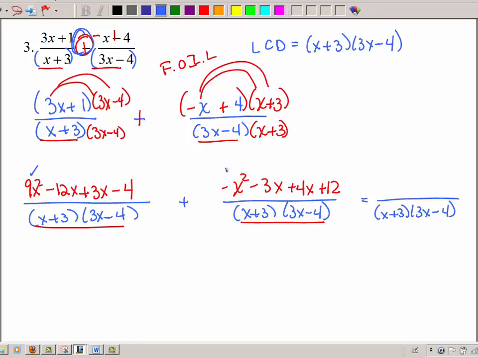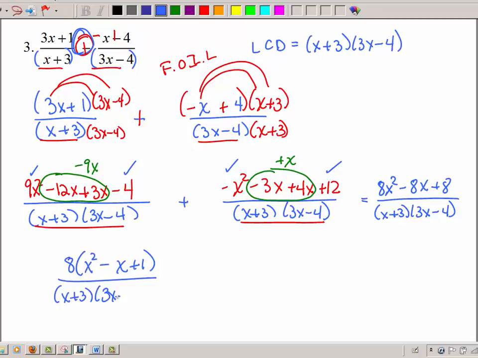So 9x squared minus 1x squared is positive 8x squared. Then those combine to make a negative 9x, and those combine to make a positive 1x. So adding those together, I get a negative 8x. Then negative 4 and positive 12 is positive 8. So I've added. Can I reduce? Well, look at the top and they all have an 8, so it's just kind of screaming at me. Take out a GCF. So I'm going to take out the GCF of an 8.